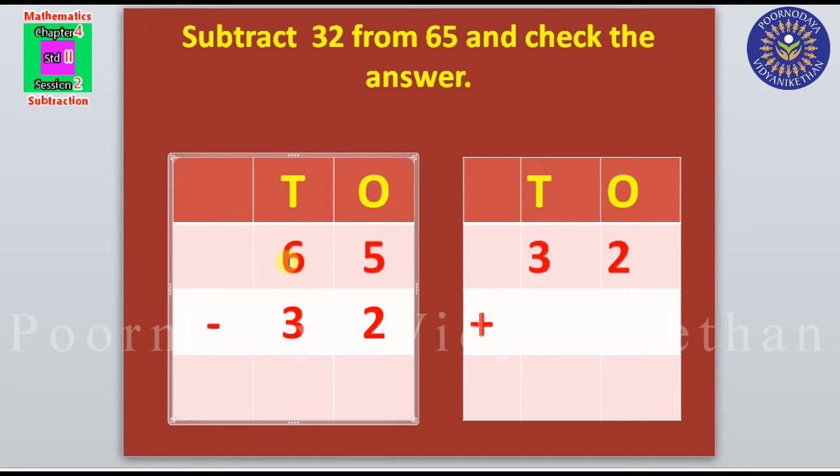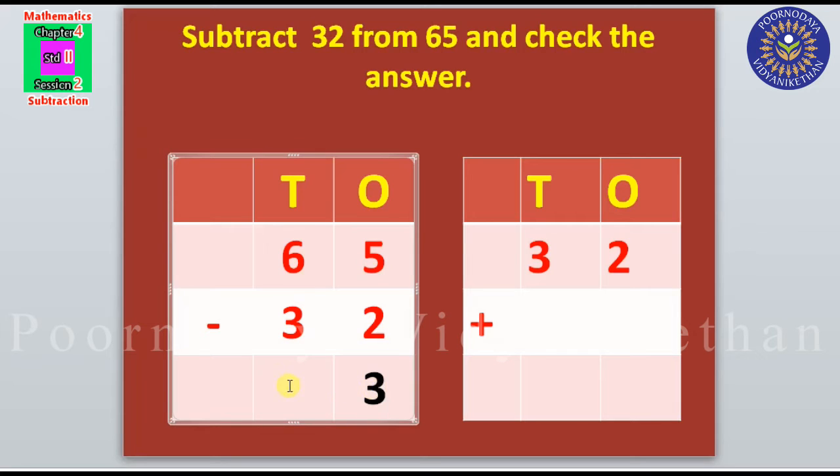Now you have to subtract 32 from 65. Look at the ones place. 5 minus 2. You have to count 5 fingers, then close 2 fingers. Then how many fingers remain? 1, 2, 3. So 5 minus 2 is equal to 3.